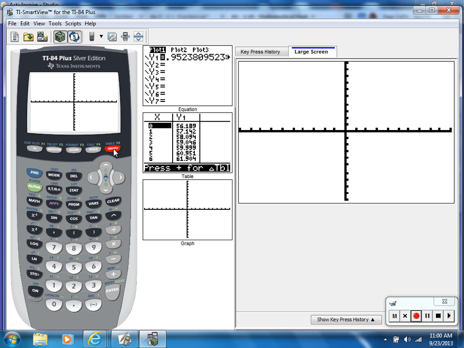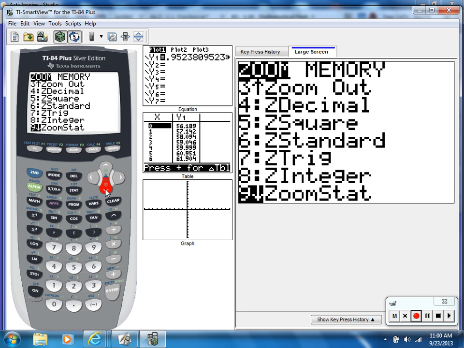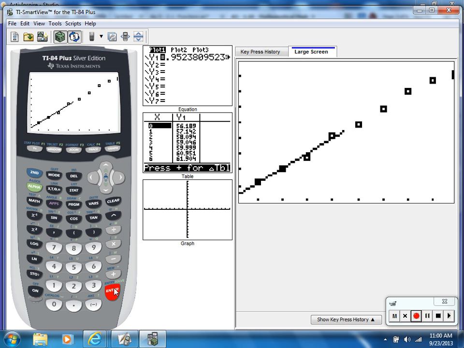My numbers are too big, right? Like 56,056,056. Wait, this only goes to 10. So the way you fix that is you click on zoom, and you go down to zoom stat. There we go. I didn't know where it was exactly on this calculator. That's why I was clicking down until I found it. Zoom stat, and I'll click enter. And there it is.